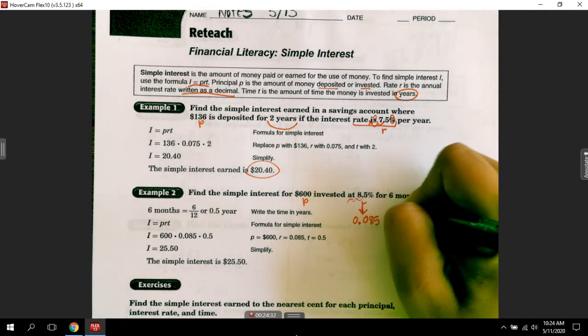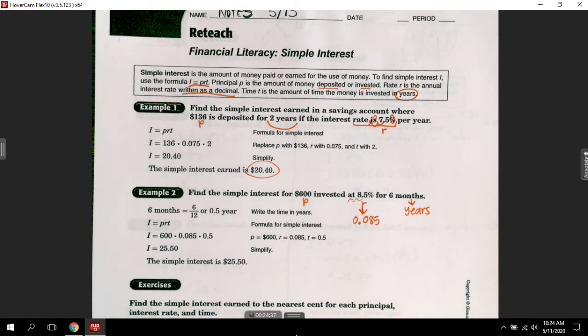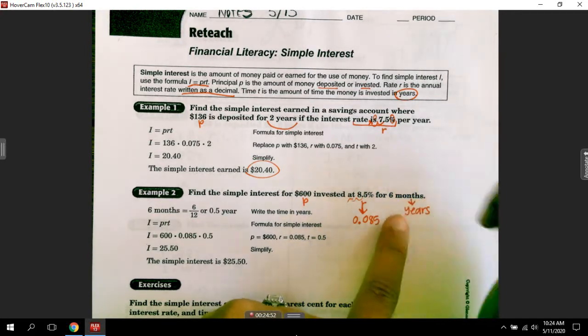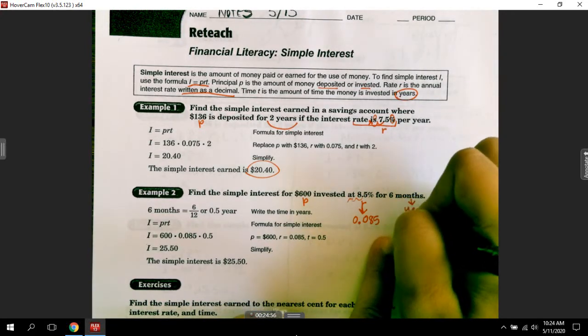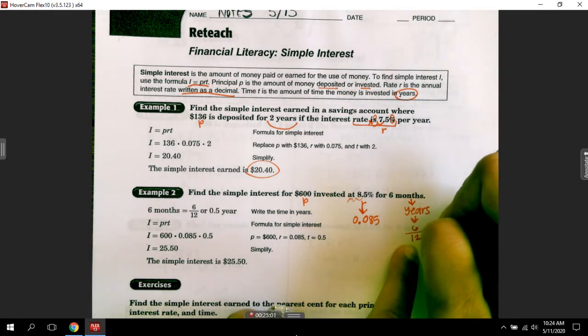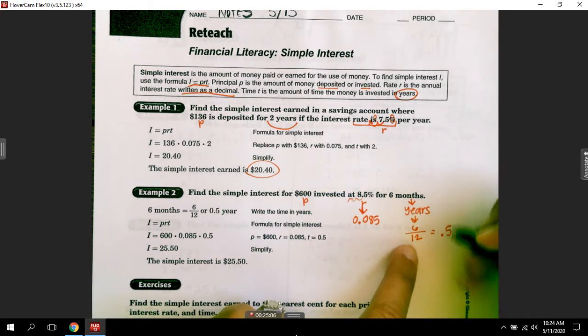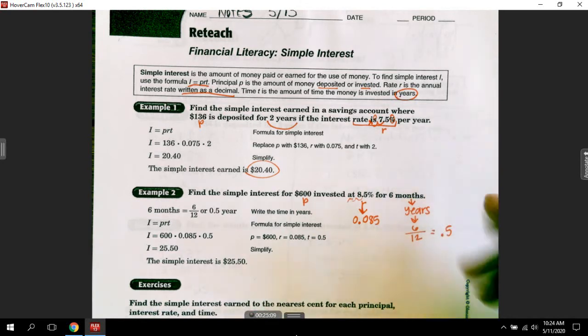And then you're investing it for 6 months. Your months have to be converted into years to use it in your formula. So 6 months, that's easy to tell that it's half of a year, but it's not always going to be 6 months. Say that it was 3 months. Well, how do you know how many years 3 months is? You're always just going to divide by 12. There's 12 months in 1 year. So you take your months and divide by 12. Obviously 6 divided by 12 is 1/2 or 0.5.